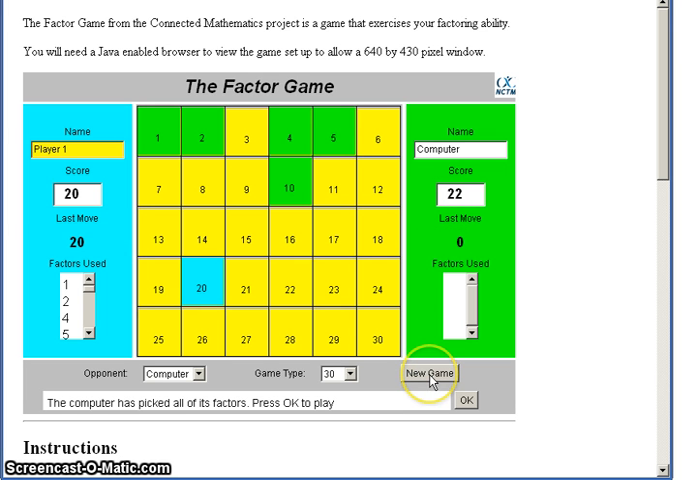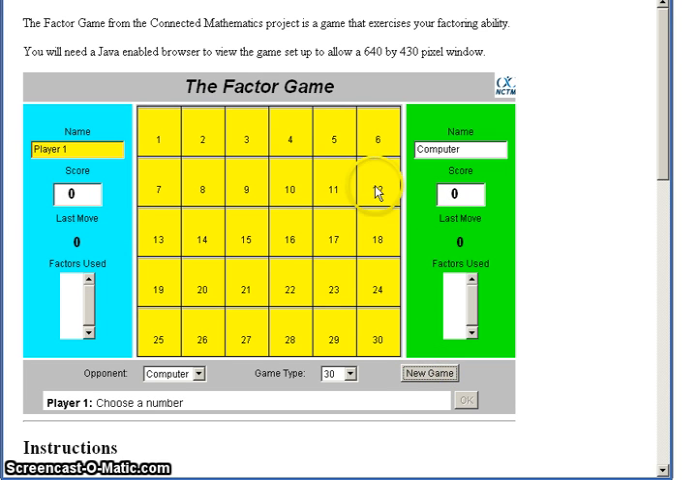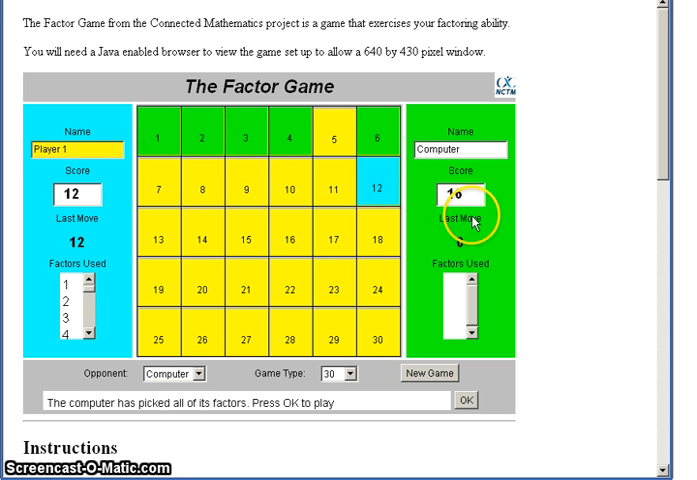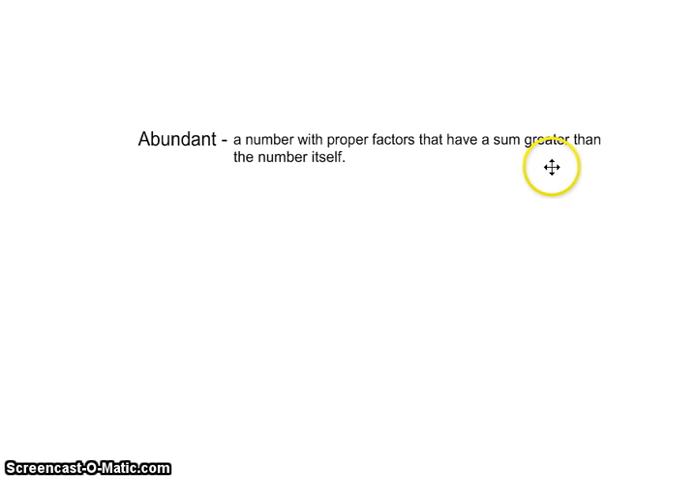Maybe I'm using too big a number. Let me try a smaller number like 12. 1, 2, 3. What? The computer still got more points than me, 16 to my 12. And the reason is because I'm picking numbers that have a lot of proper factors, and those are called abundant numbers. Abundant numbers are numbers that not only have a lot of proper factors, but the proper factors add up to more than the number itself. Numbers like 30 and 20 and 12.